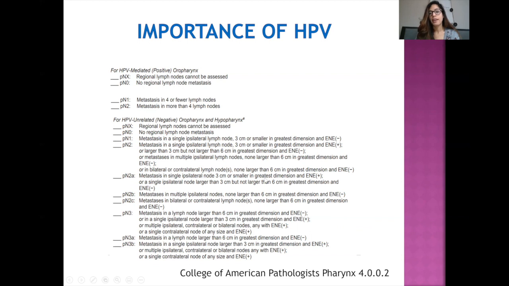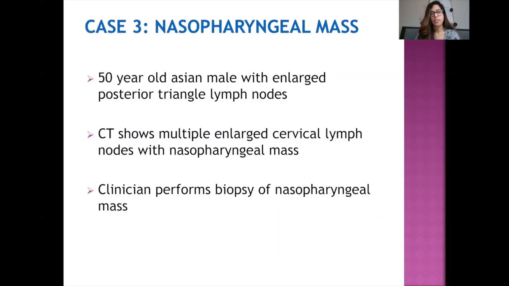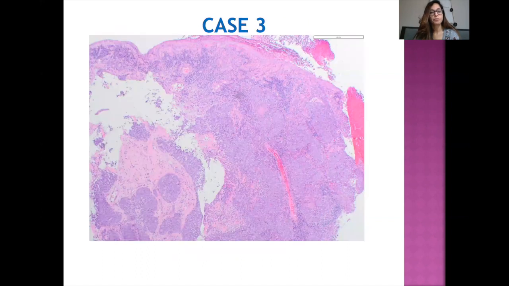So this is why there's so much stress on P16 testing and HPV testing and its specifics in head and neck. So we'll move on to the last part, which is a nasopharyngeal mass. So a 50-year-old Asian male presents with enlarged posterior triangle lymph nodes. CT shows multiple enlarged cervical lymph nodes also with nasopharyngeal mass, and the clinician performs a biopsy of the nasopharyngeal mass. So here we've got a biopsy.